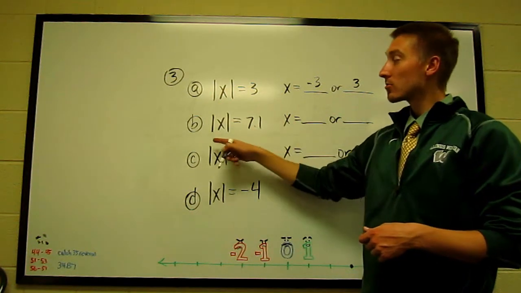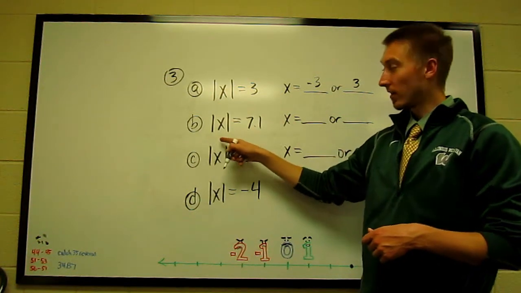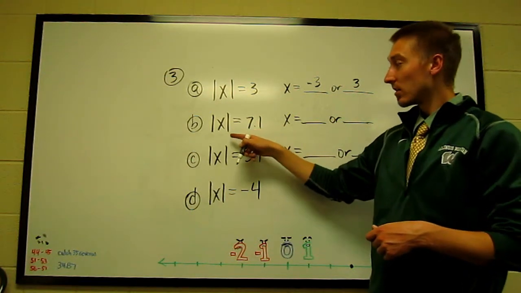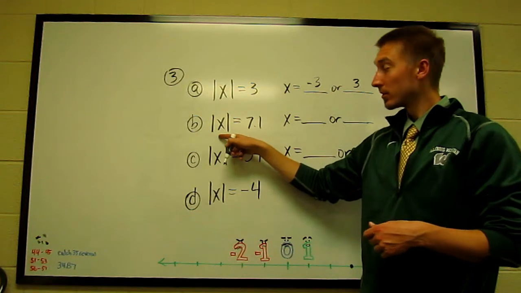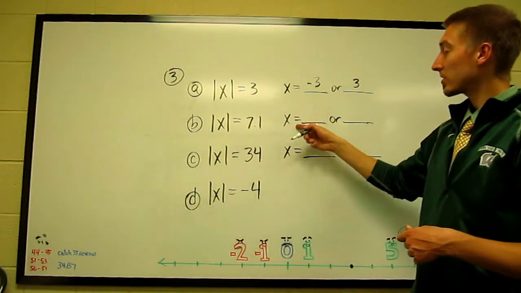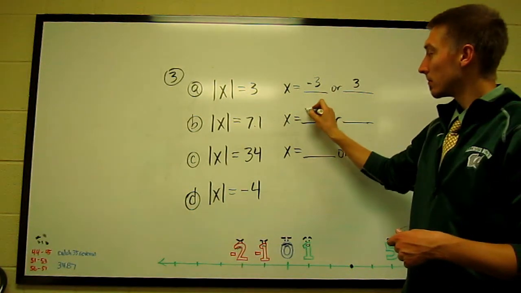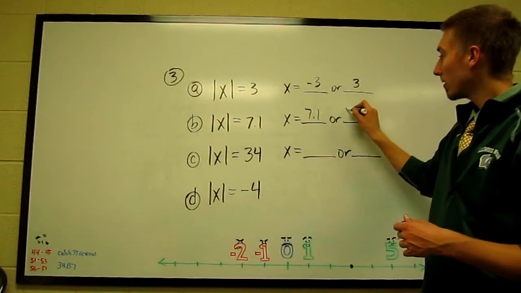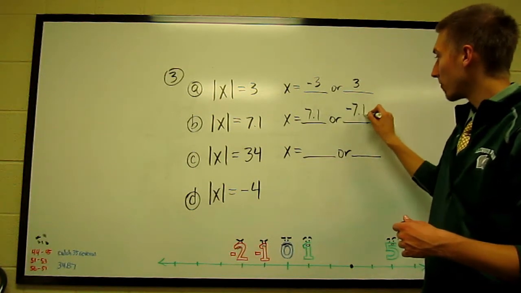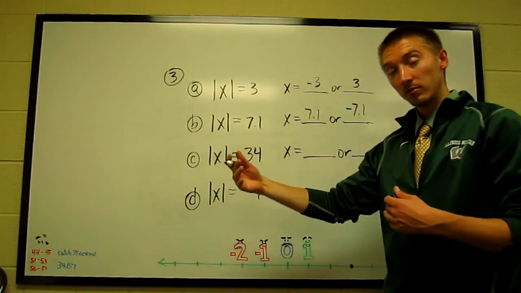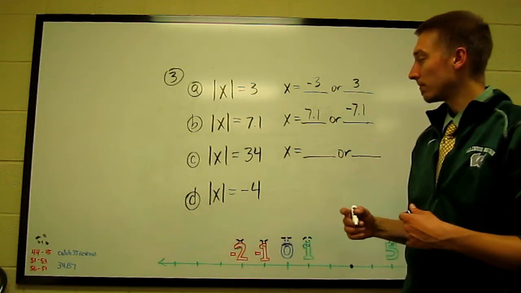Okay, so for B, if we have the absolute value of x equals 7.1, that means the distance from 0 of some number is going to be 7.1 units away from 0. So x can be either 7.1, which is the positive one, or negative 7.1. Because both of those numbers are 7.1 units from 0, from our origin.